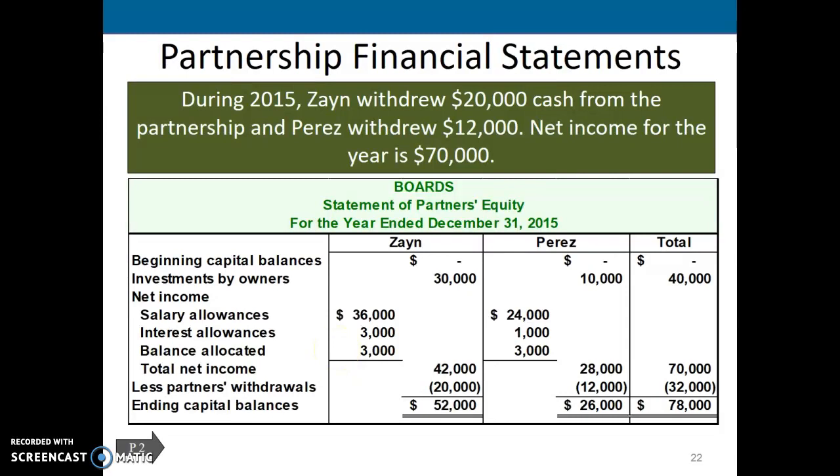So this is just an illustration of how it's a little bit different going from a statement of owner's equity into a statement of partner's equity, which is sometimes also called a statement of partner's capital. But we're just listing each partner separately so that we can see their allocations of what they contributed to the company or the investments, their allocations of income or losses, and then their withdrawals to get to their ending capital. We add those two together, the ending capital, we can see that our total ending capital balance for the partnership is going to be $78,000.